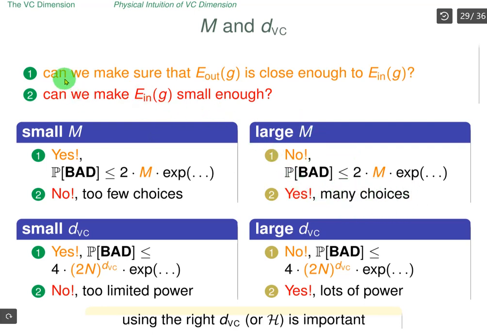So now let's try to answer the same question using the dVC, or Vapnik-Chervonenkis dimension, of a hypothesis class.